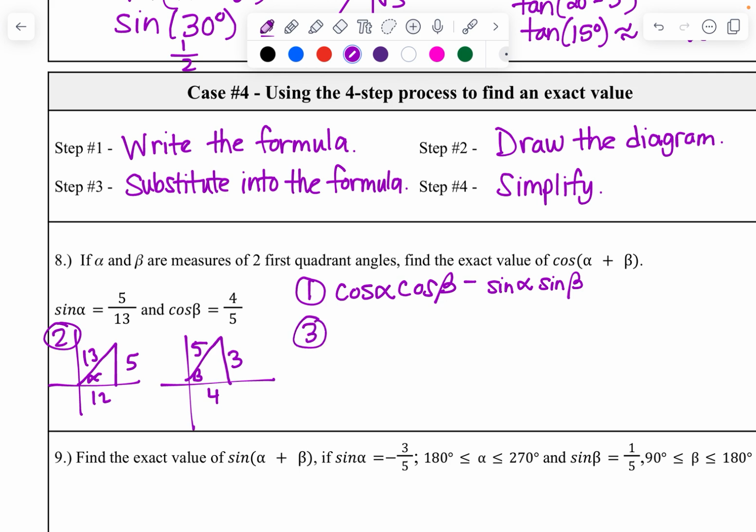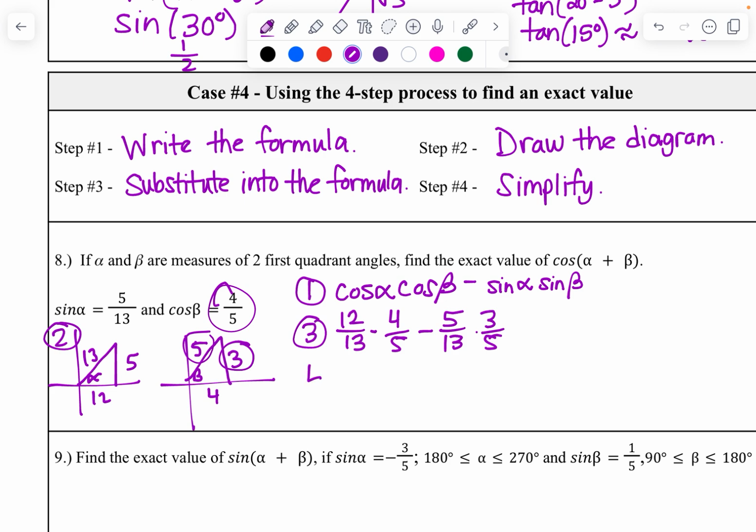So the cosine of alpha, here's alpha, cosine would be 12 over 13. And then cosine of beta, they gave us here in the problem, so times 4/5. Sine of alpha, they gave us in the problem, so we've got 5/13. And then sine of beta, opposite over hypotenuse, so 3/5.